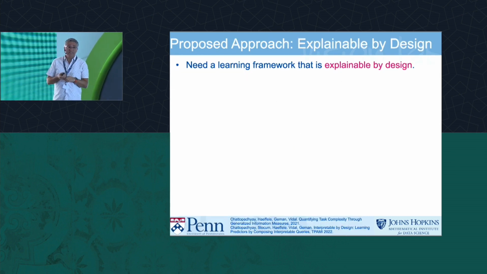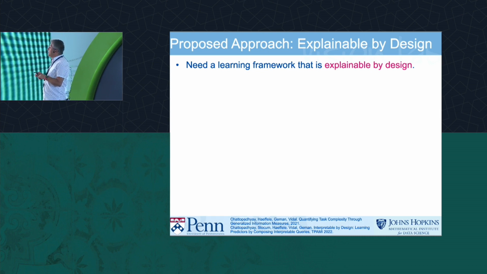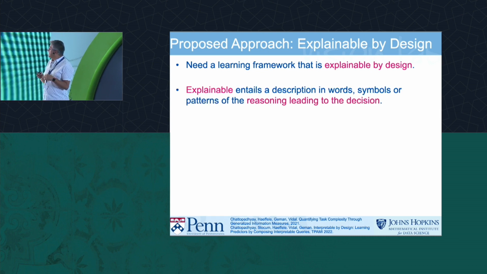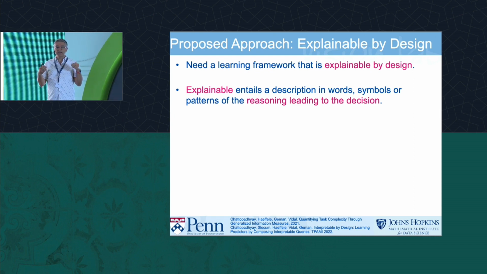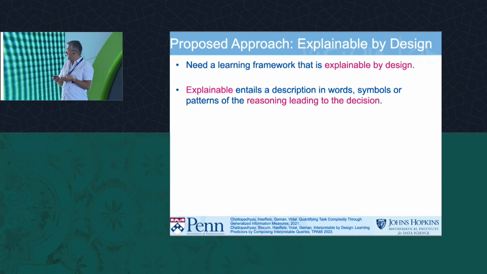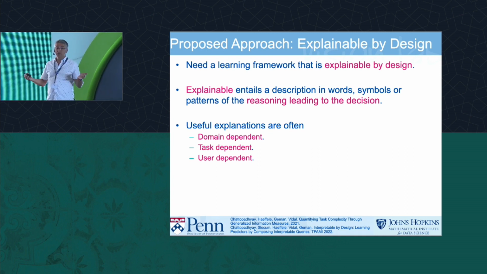So what we advocate is to do things backwards. We should really be thinking about explainability from the beginning, not at the end. So we need to do the following. We think that an explanation is not just a region, but for the end user, it might need to be an explanation in terms of words or patterns about the reasoning that led to the decision of the network. We think that the explanations are not unique. They depend on the task. They depend on the user.